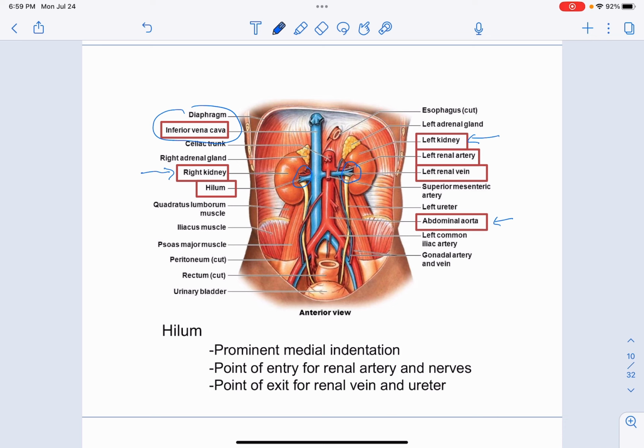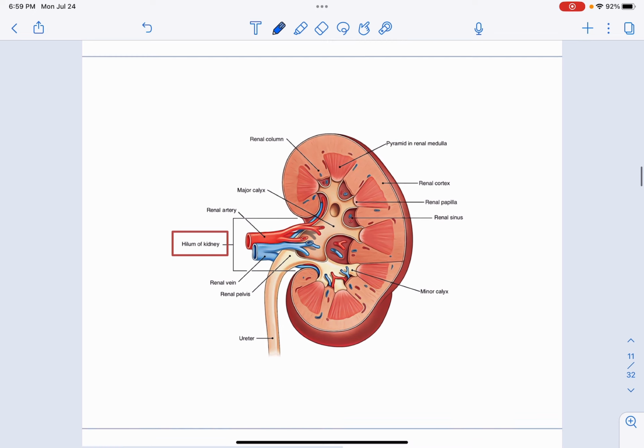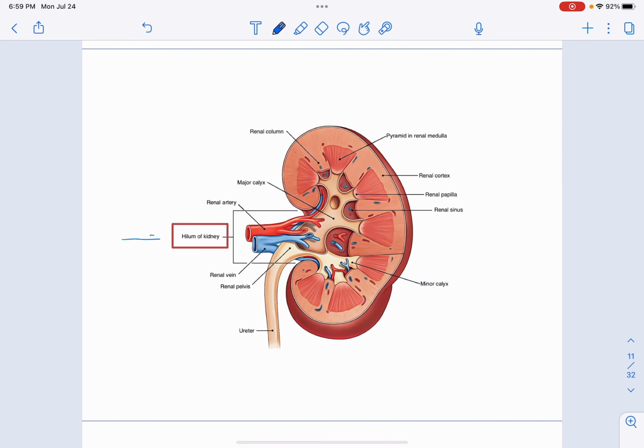And I have a close-up view of this so you can see the image of the hilum a little bit better. And you can also take note of it when you're in the lab. All right, so here's a great representation of the hilum. You can see the renal artery coming in, the renal vein is exiting, and you can also see the ureter is leaving. And that's that indentation right here. That's referred to as the hilum of the kidney.